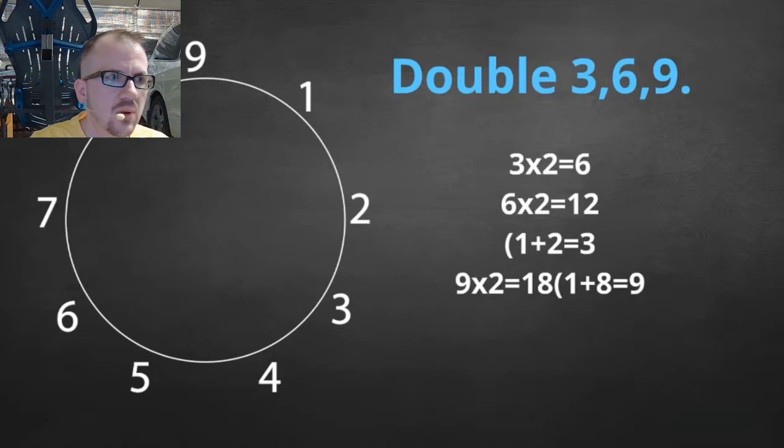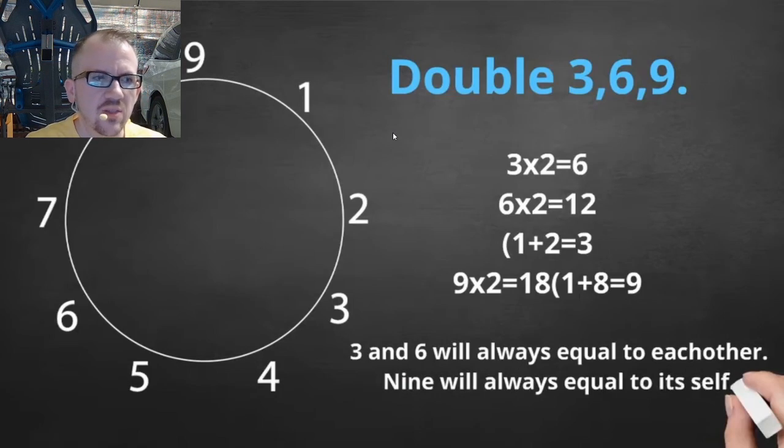Okay? So 3 times 2 is 6. 6 times 2 is 12. They're reversed of each other. 9 times 2 is 18, which 1 plus 8 equals 9. So what you learn from this is that 3 and 6 will always equal each other, but 9 will always equal itself. All right?